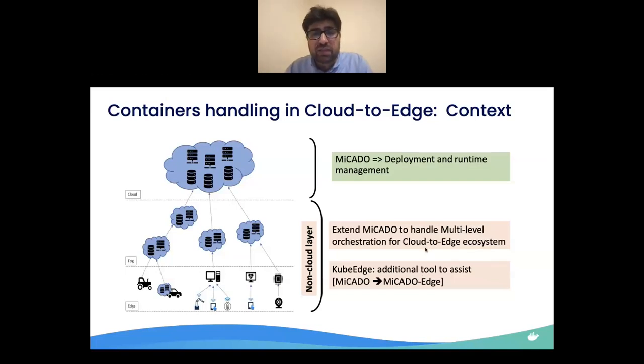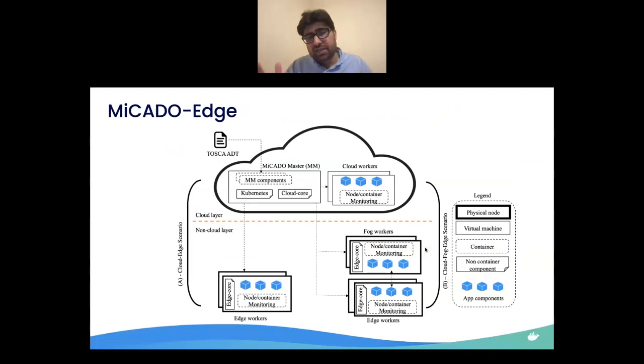Now, how did we do this? This is the architecture diagram for MiCADO-edge, which also integrates the various components of the JQuery tools which we mentioned earlier. If you see the cloud layer, this was exactly like the previously described MiCADO system, where the system will accept a Tosca-ADT file, which will describe the various details related to the application and resources and all those things. It will be provided to the MiCADO master.